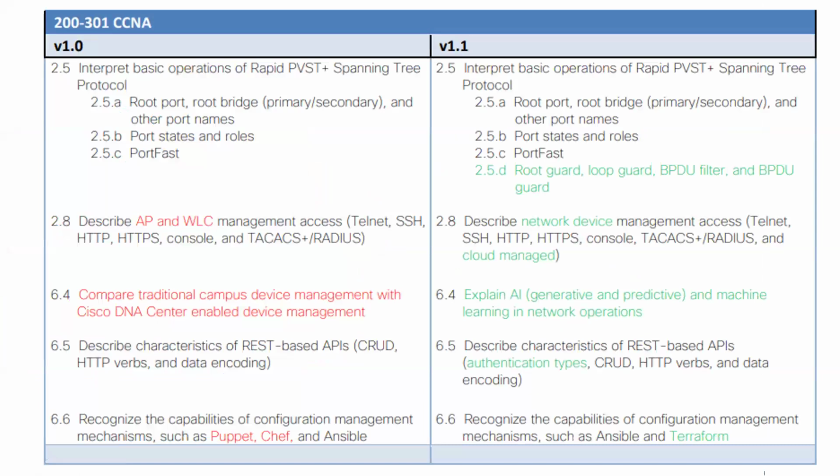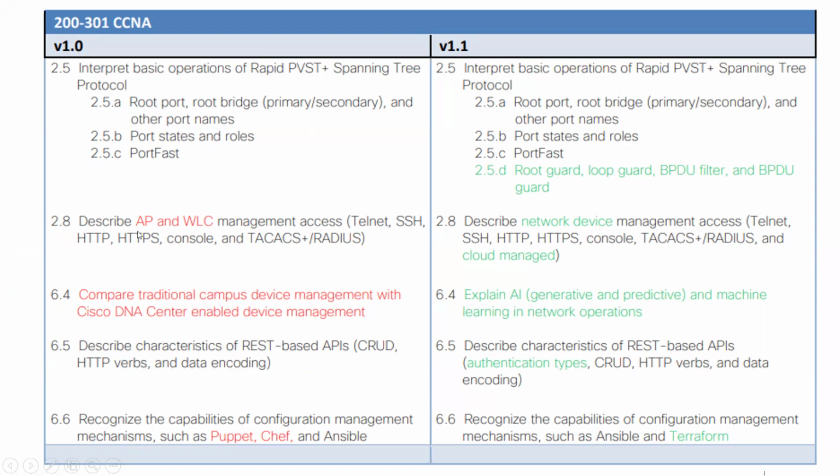Here you can see a comparison of the CCNA exam version 1.0 and version 1.1. This shows you the major changes in the revision, some addition of topics, and some topics which have been obsoleted. Starting with STP, there are some changes in the STP topics. Majorly, there are some additions: root guard, loop guard, BPDU filter, BPDU guard. These are the STP enhancement features that have been added to version 1.1.